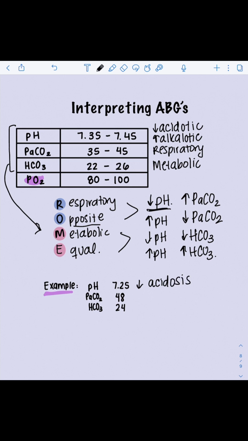Let's find out. My PaCO2 is 48. My normal range is 35 to 45, so I know that that's high. And my HCO3 is 24. My normal range is 22 to 26, so that is within normal range. And the pH and PaCO2 are opposite, so then I know I'm in respiratory acidosis.